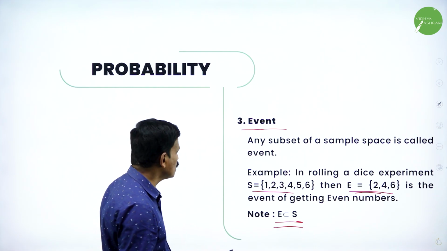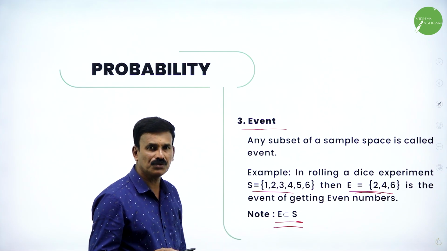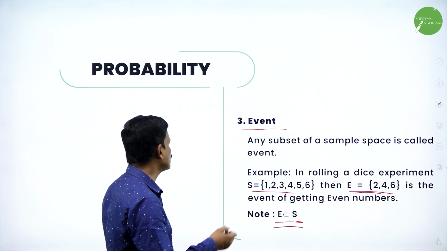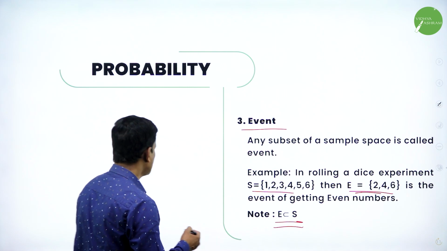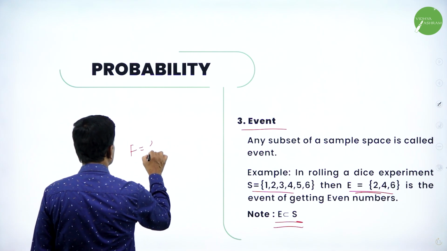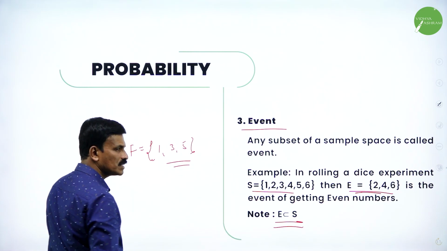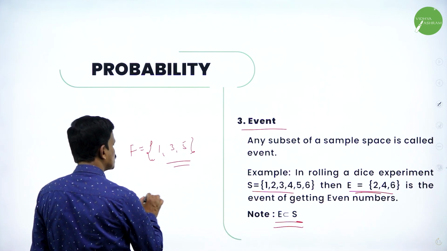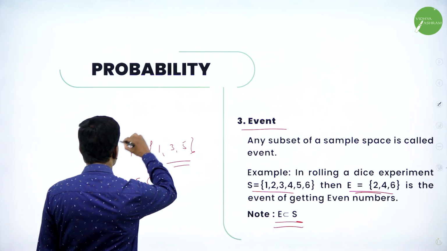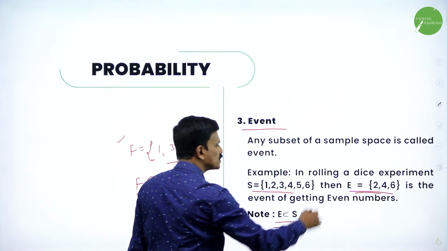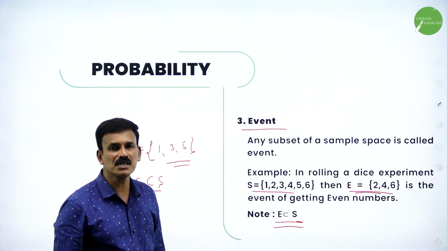Let us consider an example. If a die is rolled, what is the sample space we are going to get? 1, 2, 3, 4, 5, 6. Now, let us consider the even numbers 2, 4, 6. So E is the event of getting an even number. Similarly, let us consider one more event, F. F is equal to the odd numbers 1, 3, and 5. These are also elements of the set S. That means F is a subset of the sample space. Therefore, F is an event and E is also an event.